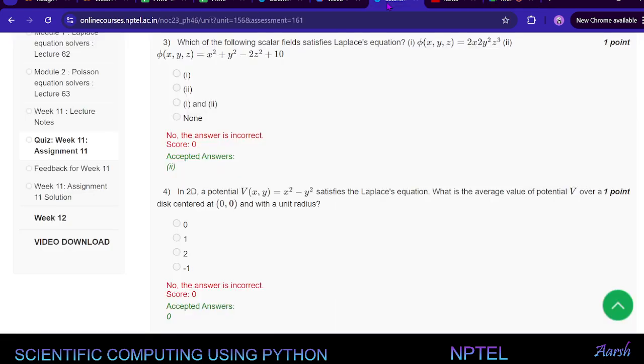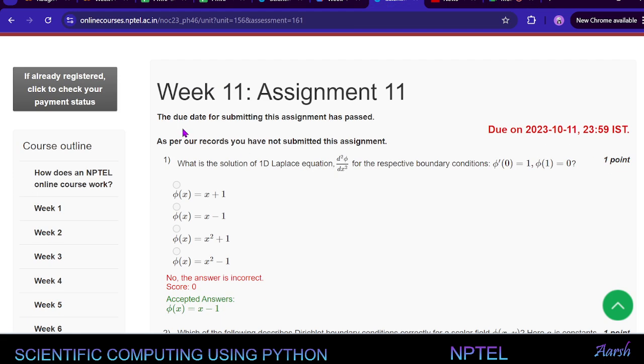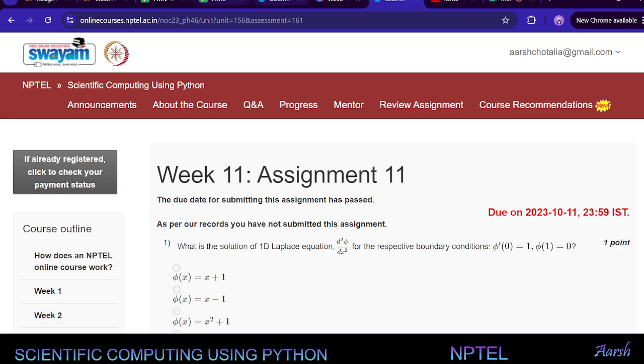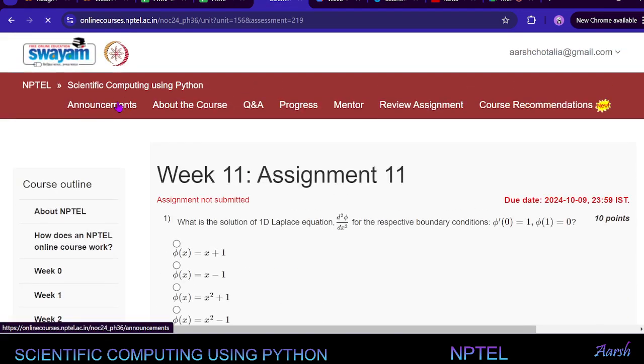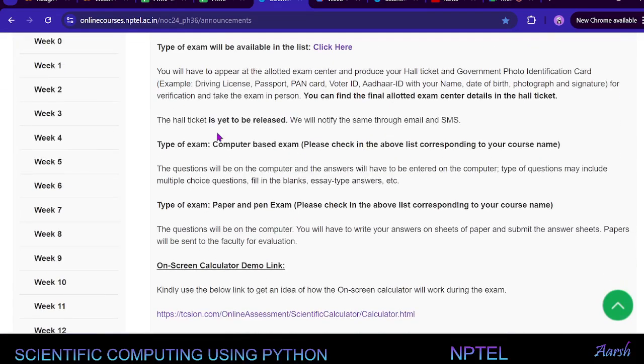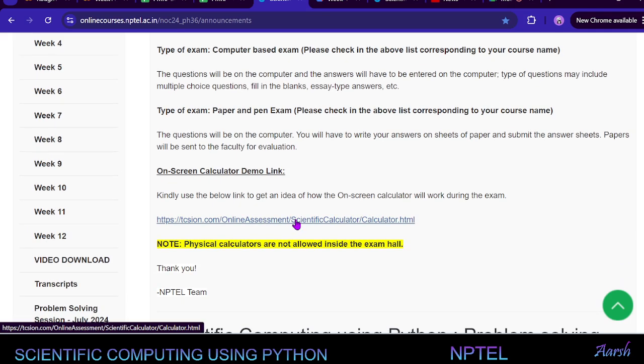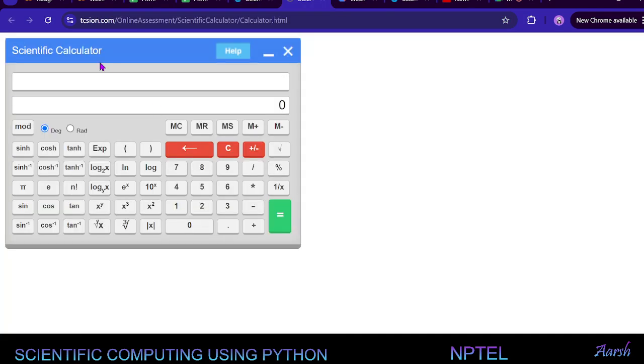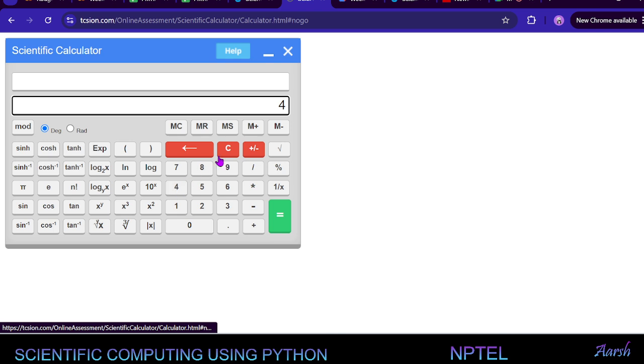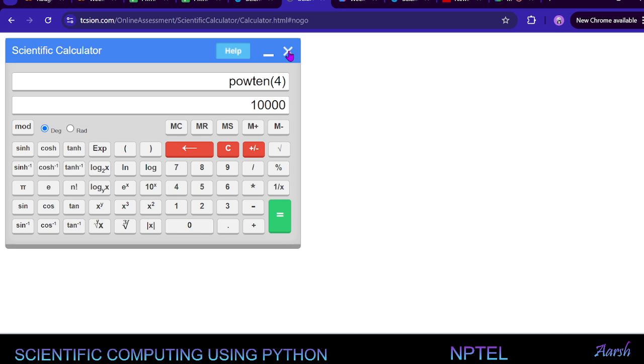And you must have received notification for the exams in the announcement section. Yeah, so please look into this, and they also have a demo for the scientific calculator. So make sure you are comfortable with this. Like if you want to do 10 raised to 4, even I don't know how to do this. Maybe it's reversed. Yeah, then you have to press first 4, then 10. Okay, so just make sure you know how to operate this.